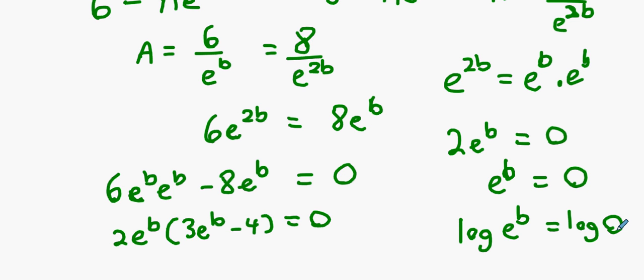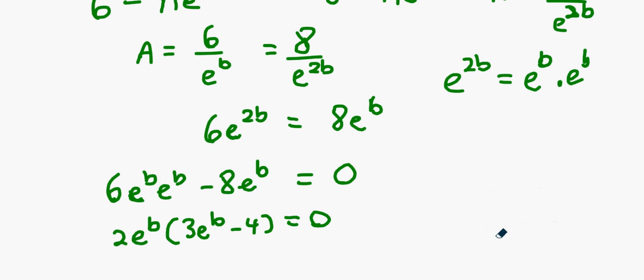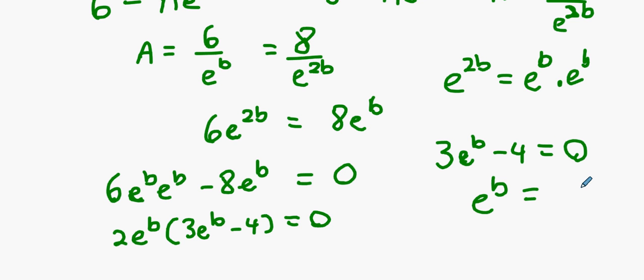Undefined maths error? Yeah, so it can't be done, can it? No. So that's a dead end, okay? The next answer you have is this: 3e to the b minus 4 equals 0. So what do we do here? Is everybody happy that I get e to the b equals 4 over 3? Does that make sense to you guys?